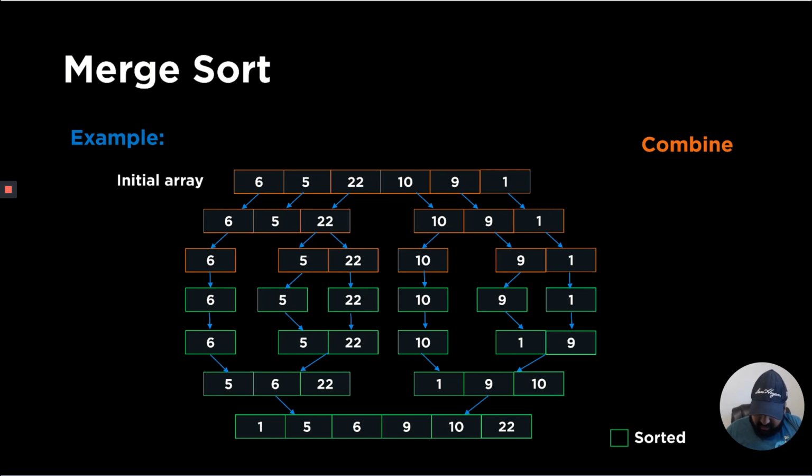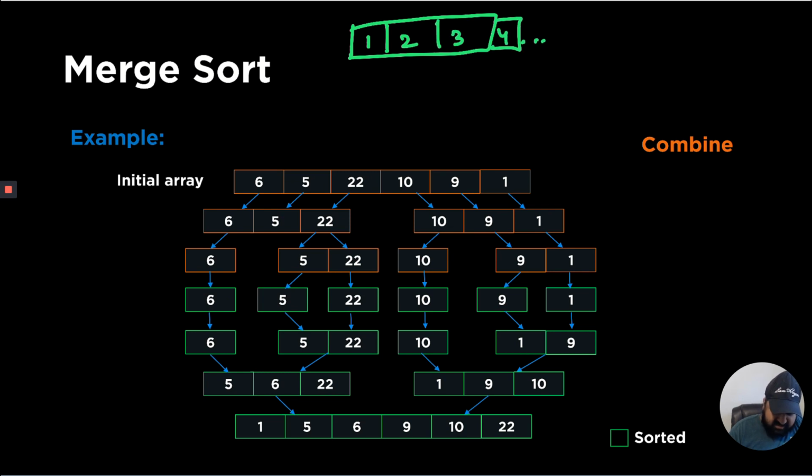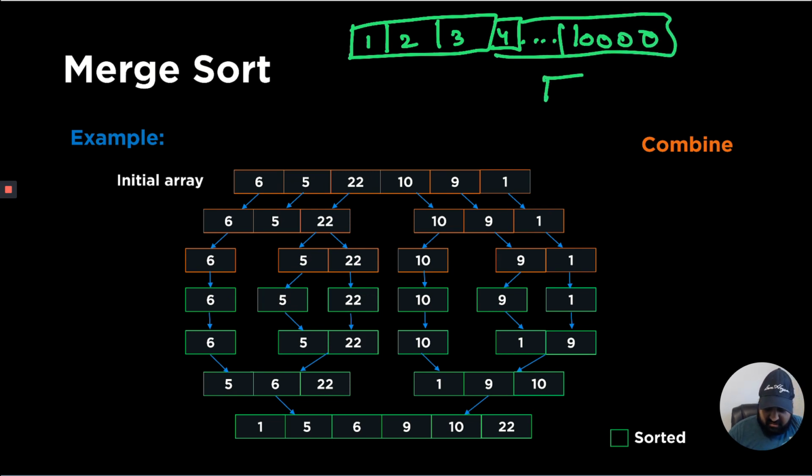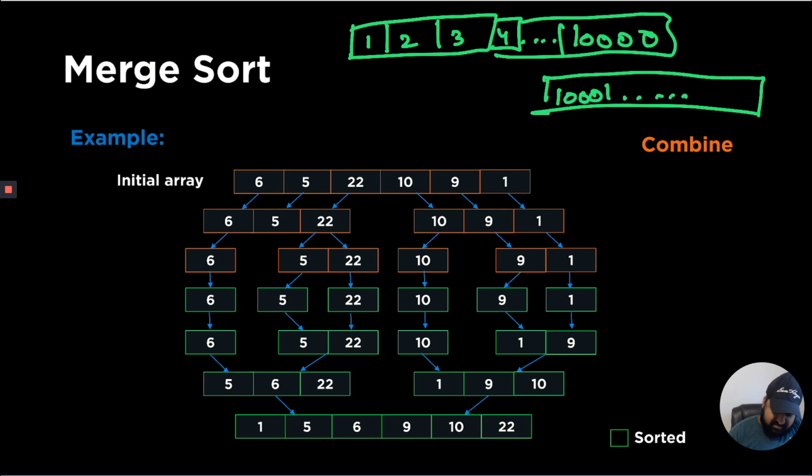Now, one thing you have to note here is that a lot of comparisons will not be made if we know by this property that the lists are already sorted. What I mean by that is, let's say we take some other example where one of the lists has 1, 2, 3, 4, and let's say this has 10,000 elements, and another list has 10,001 to, let's say, 100,000 or 20,000 values.